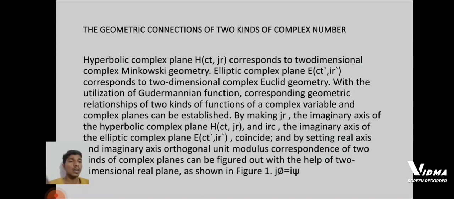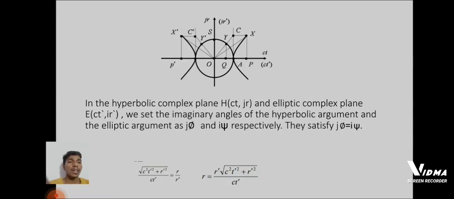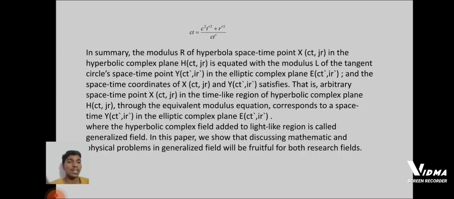So j omega equals i into r by r dash. R equals r dash times c square t square plus r dash square by ct dash. ct equals c square t dash square plus r dash square by ct dash.